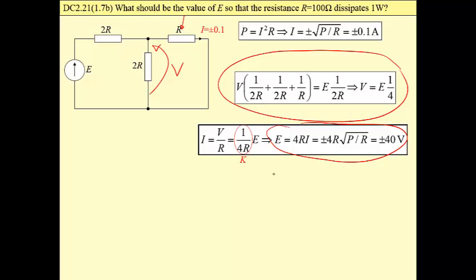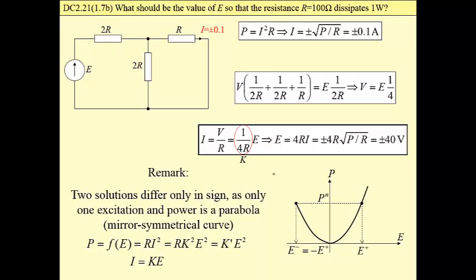Please observe that first of all we have two solutions, and then these solutions differ only in sign. Why? Because we have only one excitation and power is a parabola. It is a mirror symmetrical curve like we can see here. So for that reason we have two values, but they differ only in sign. We have only one input, one excitation.